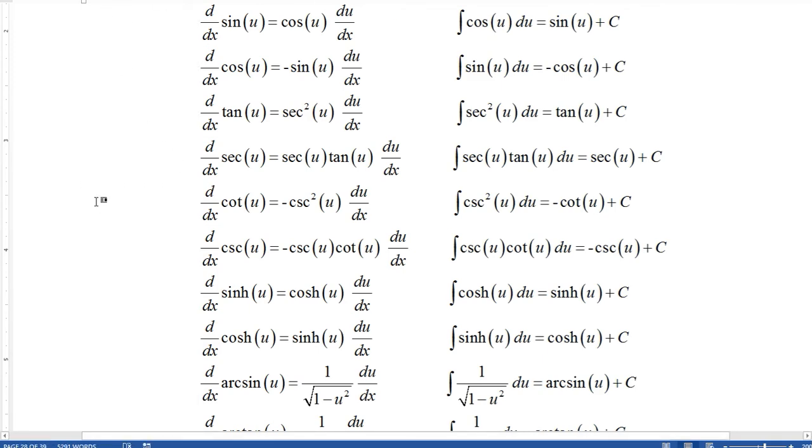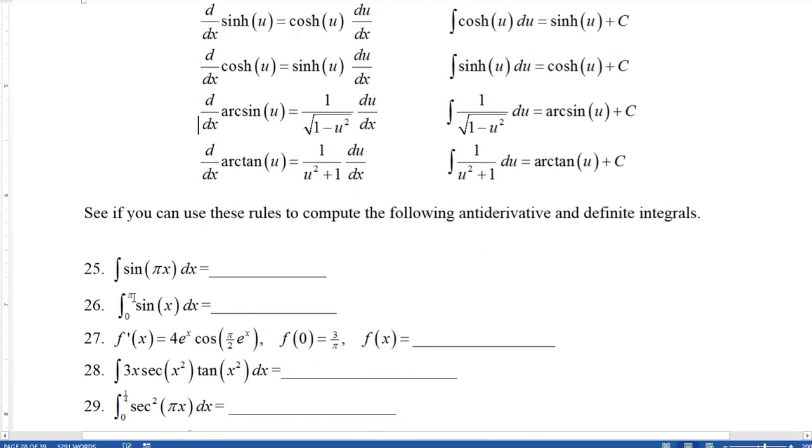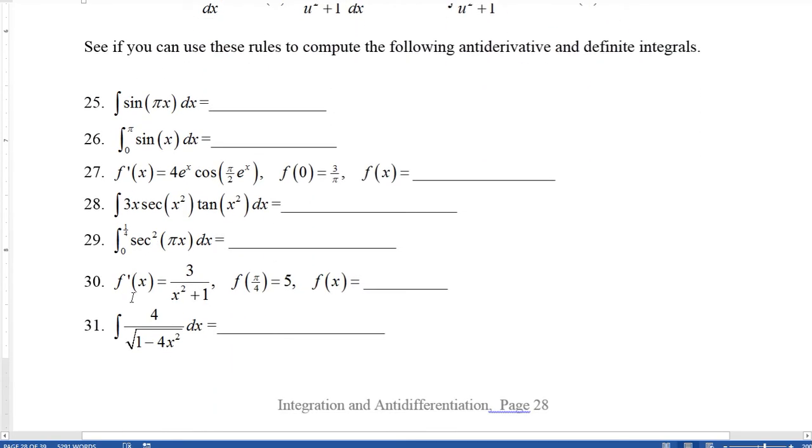And of course, one of the best ways you can get better at knowing these properties is to actually use them in problems. But it's very important that you know these basic rules.